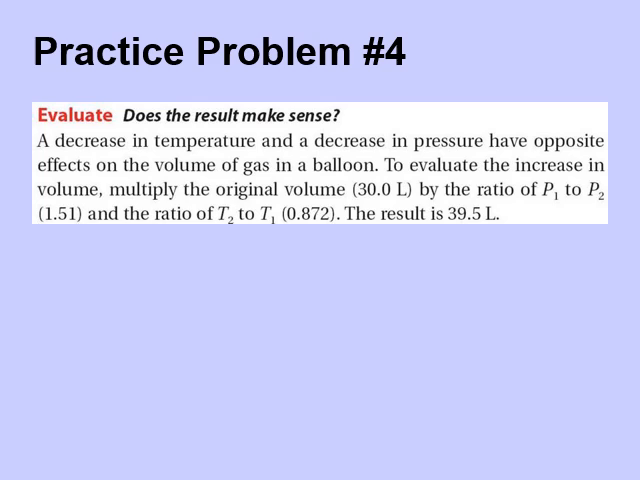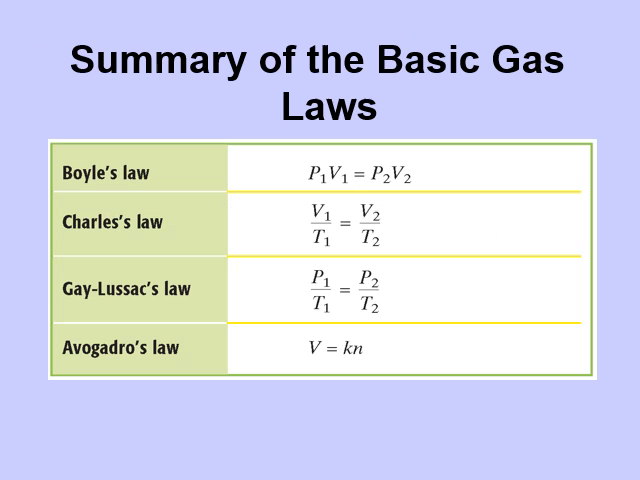So decrease in temperature and decrease in pressure have opposite effects on the volume of the gas. In order to evaluate how it's going to change, that's why we need to use this combined gas law. Because just looking at it and thinking about it logically, we have these differing effects that are going to alter what happens.